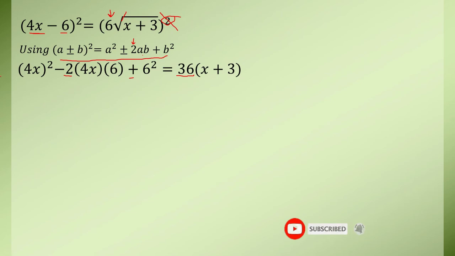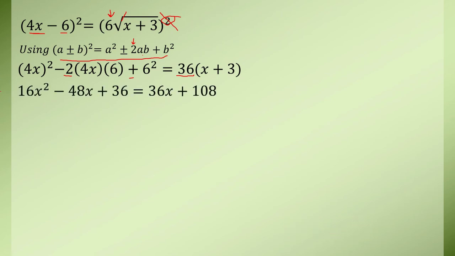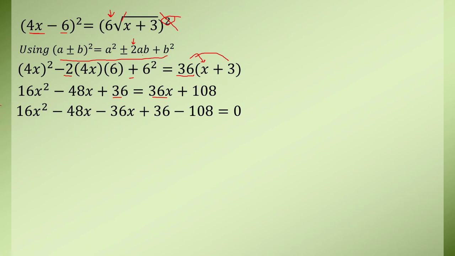And then do it again. 4x squared is 16x squared. 2 times 4, 8 times 6, 48. 6 squared is 36. You distribute the property here. 36 times x is 36x. And 36 times 3 is 108. And now, that's the same expression. I move the x to the left side, and 108 to the left side.